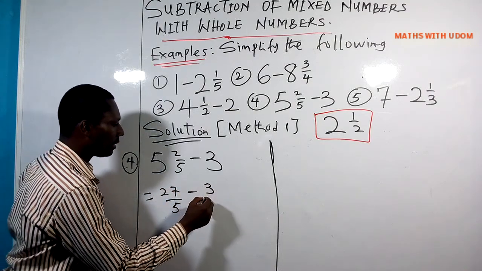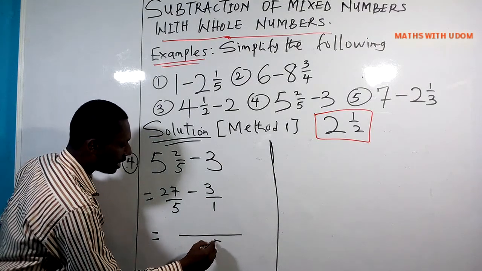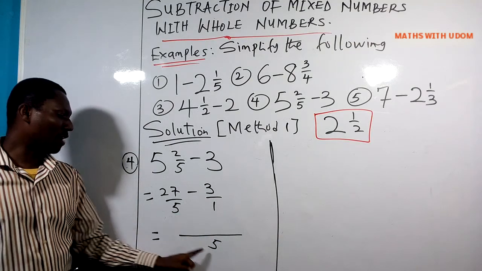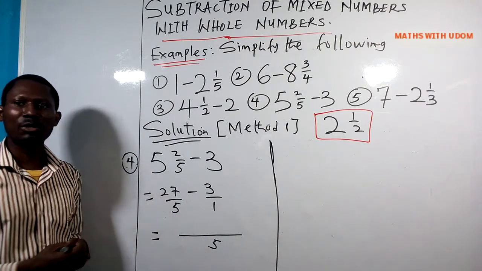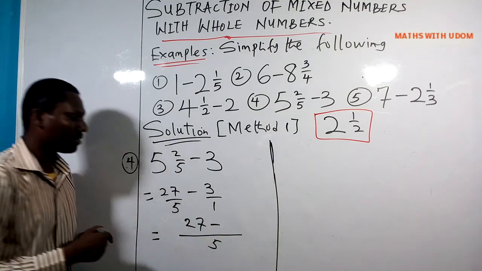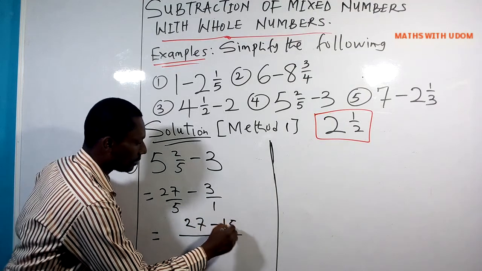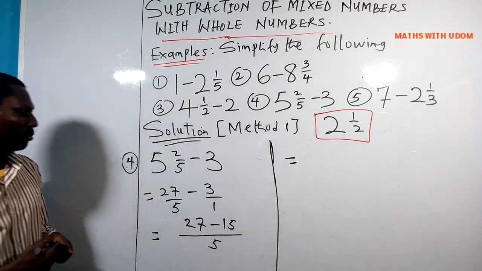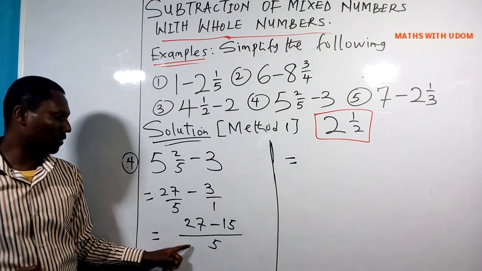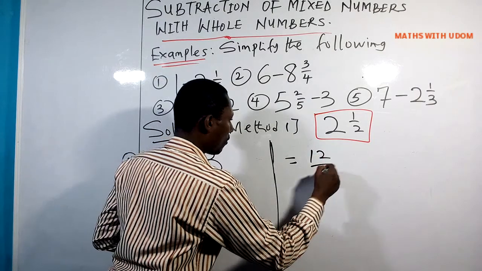Minus 3 whole number, 3 over 1. So what is the LCM of the denominators? 5 and 1, 5. 5 and 1, you get 5, okay? How many 5 in 5? 1. 1 times 27 will give us 27. Minus 1 in 5, 5. 5 times 3, 15. So the next thing is to subtract the numerators from each other. So 27 take away 15 will give us 12, okay? Will give us 12 over 5.